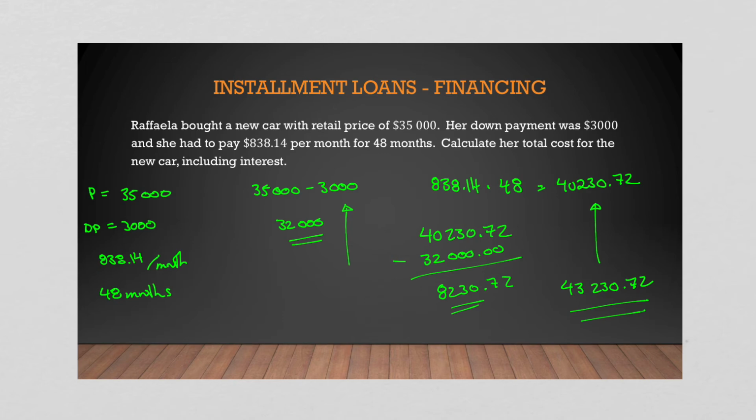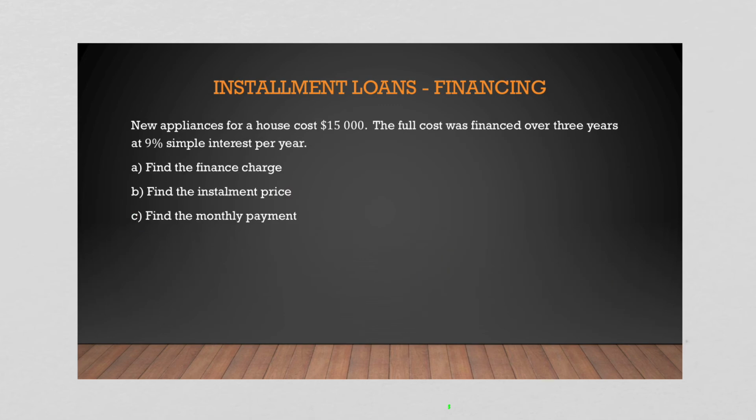So now let's see how that ties into how they determine this $838 calculation. It's when you have financing and you have set simple interest amounts. Most of the time it will be a simple interest amount over the set time frame, not a compound interest account, in things like installment loans. So here's an example. New appliances for a house are $15,000. The full cost was financed over 3 years at 9% simple interest. So what's the full cost going to be?